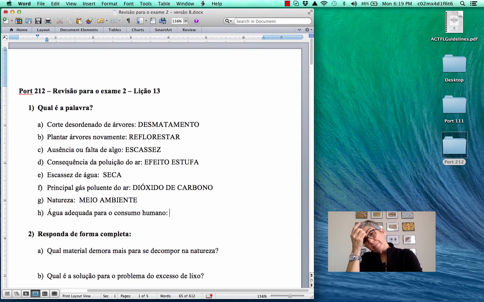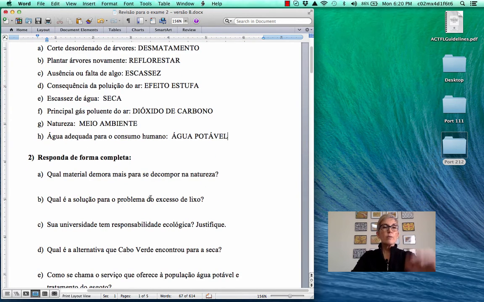Água adequada para o consumo humano. So, what is the water that's adequate for human consumption? It's called drinking water in Portuguese. É água potável. Look at the accent mark because it's potável. So the accent mark goes there. Potável. Opa, potável.